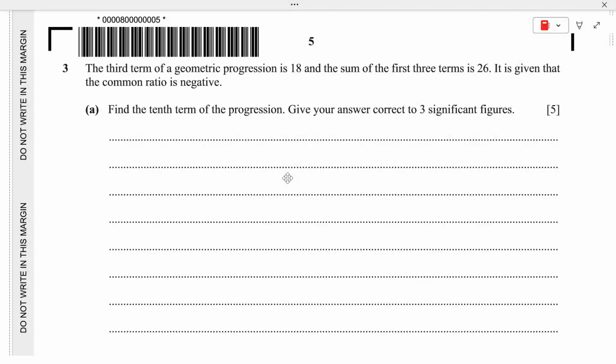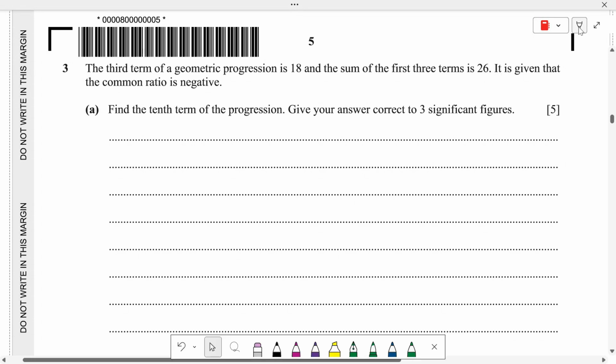Let's move to question number 3. The third term of the geometric progression is 18 and the sum of the first three terms is 26. It is given that the common ratio is negative. Find the 10th term of the progression. Give your answer to three significant figures.